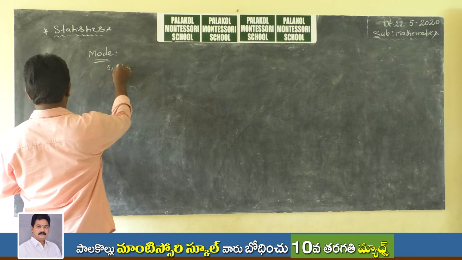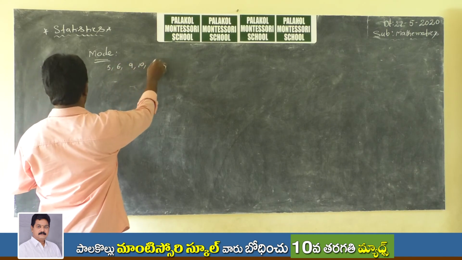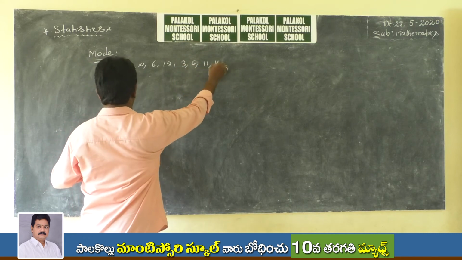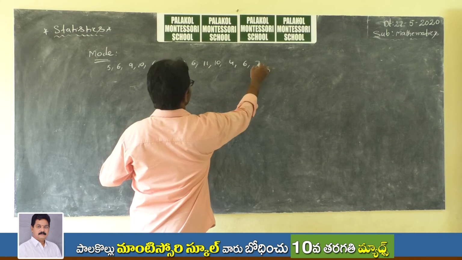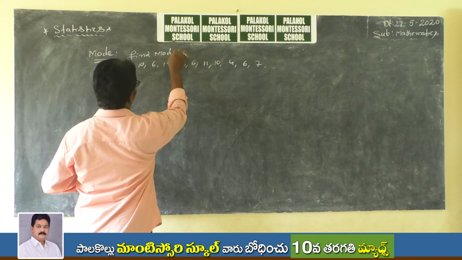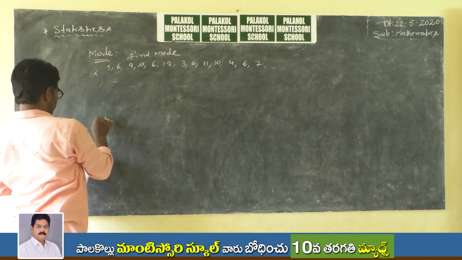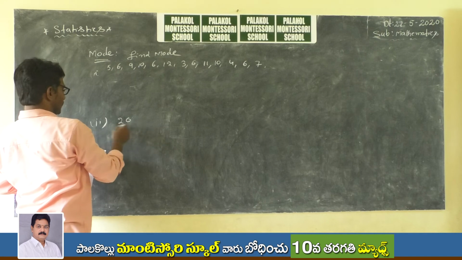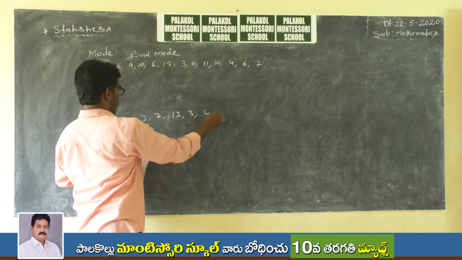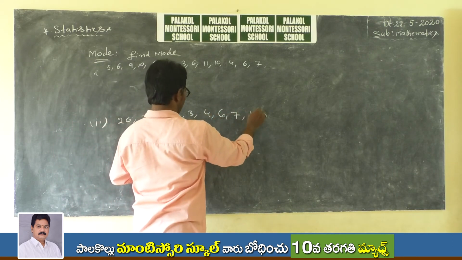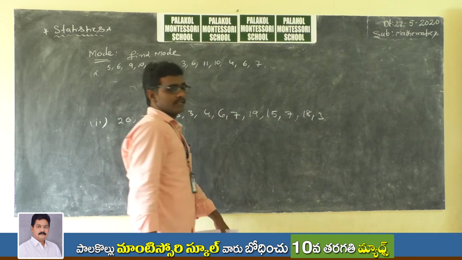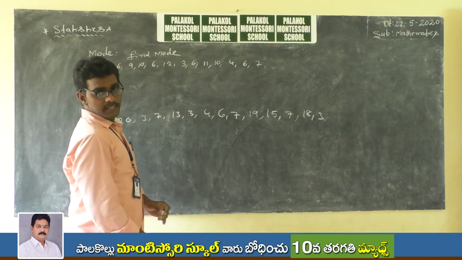Five, 6, 9, 10, 6, 12, 3, 6, 11, 10, 4, 6, 7. Find the mode. Next question: 20, 3, 7, 13, 3, 4, 6, 11, 7, 19, 15, 7, 18, 3. Find the mode.